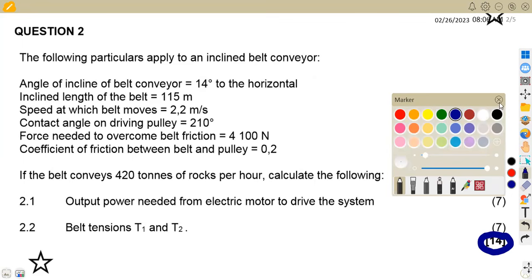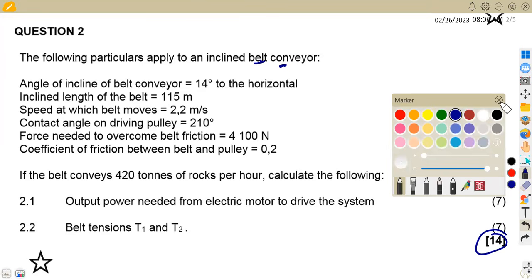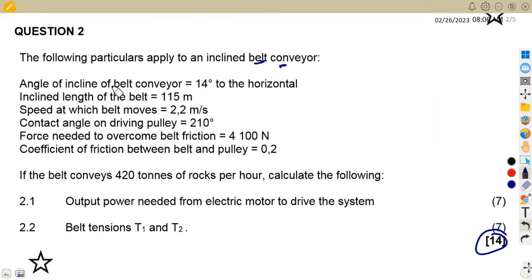All right, so we are not going to waste much time, guys. We shall quickly rush through the questions so that we can see how we're supposed to attempt these typical questions. So we are given that the following particulars apply to an inclined belt conveyor. Take note, this is a belt conveyor, which means we are referring to a conveyor belt in this case. All right. So we've got the angle of incline of the belt conveyor, which is 14 degrees to the horizontal.